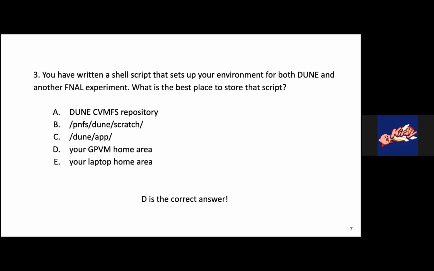As far as the PNFS Scratch area, we really want to use that for data files, but also the DUNE Scratch area may not be available from the interactive node of another experiment. So DUNE doesn't share their data with MicroBooNE, and MicroBooNE doesn't share their data with DUNE. So those volumes are not going to be mounted across the other interactive nodes. And the same thing is true for the DUNE app area. That's not mounted on the other experiments' interactive nodes. But your GPVM home area, it is mounted on all of the Fermilab interactive nodes. So you could use that both for DUNE and for MicroBooNE or g-2, Mu2e, what have you.